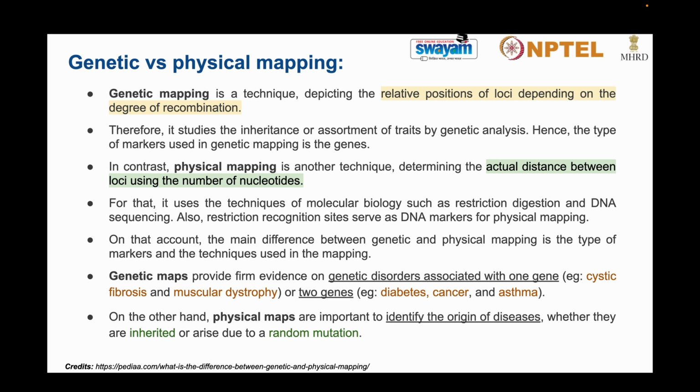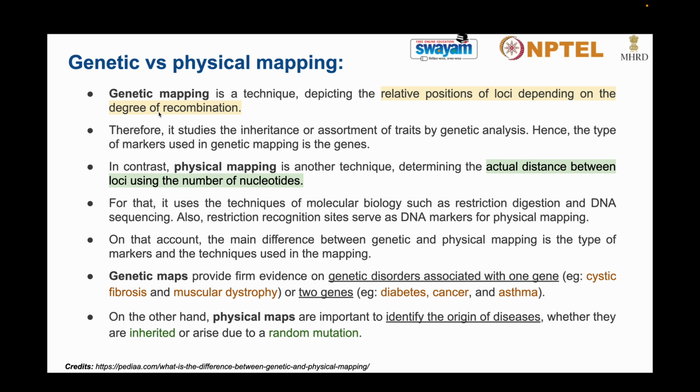Now let's look at the complete difference between genetic and physical mapping. We have already discussed it, but we'll just summarize this. Genetic mapping depicts the relative position of the loci depending on the degree of recombination. Therefore, it studies the inheritance or assortment of traits by genetic analysis. Hence, the type of markers used in genetic mapping is genes.